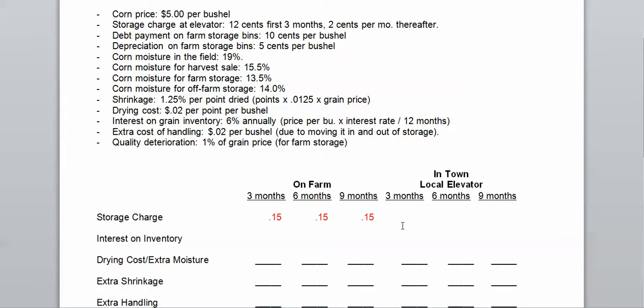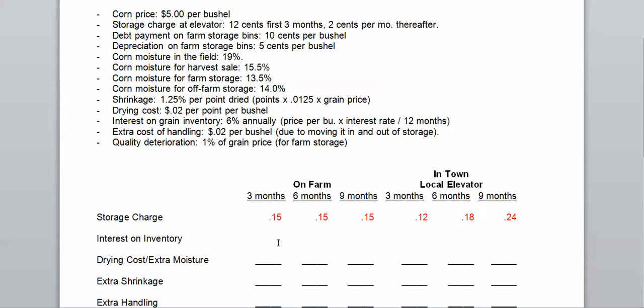In town, we're charged 12 cents for the first 3 months. So first 3 months is 12 cents. At 6 months, we have to add 3 more months of storage at 2 cents apiece. So 3 times 2 is 6 cents. We add this 6 cents to the initial 12 cents for a grand total of 18 cents. We add 6 more cents for 9 months. Now we're up to 24.